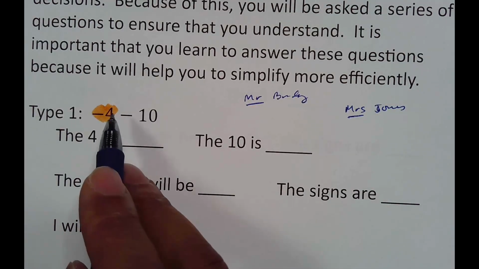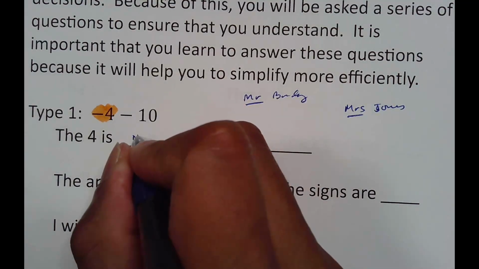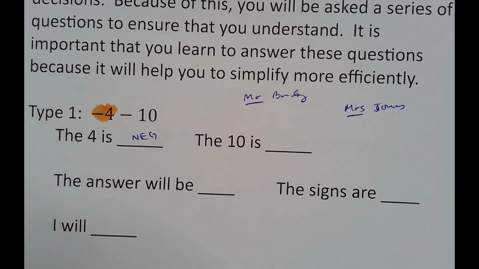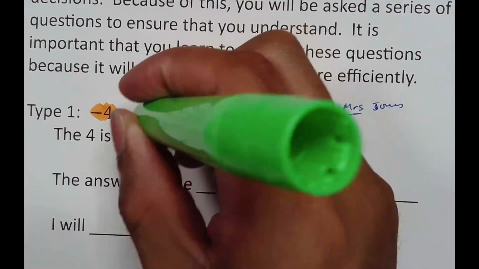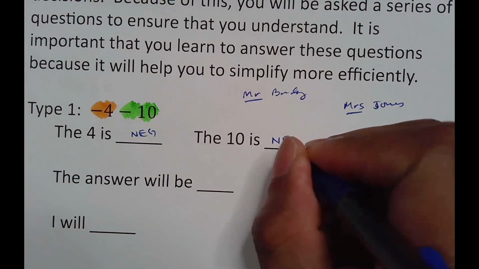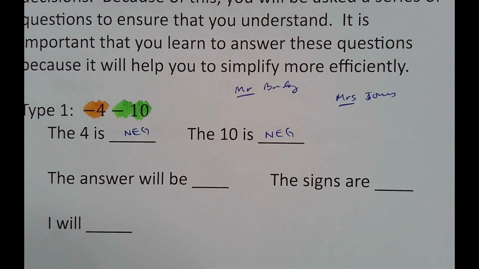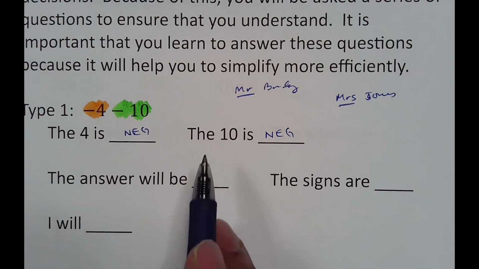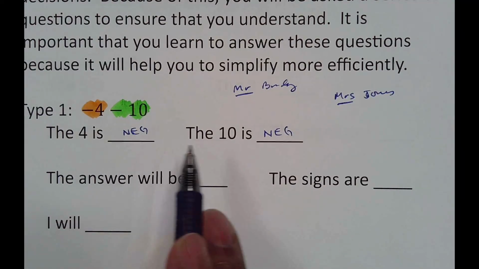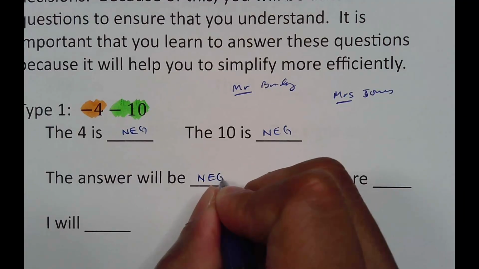Same thing. If you look directly in front of the number, you see the 4 is negative. The 10, if you look in front of the 10, you'll notice that the 10 is also negative. And again, that's learning to see what's going on. The answer is determined by the bigger number. 4 versus 10, 10 is bigger, and 10 is negative, so your answer is going to be negative.